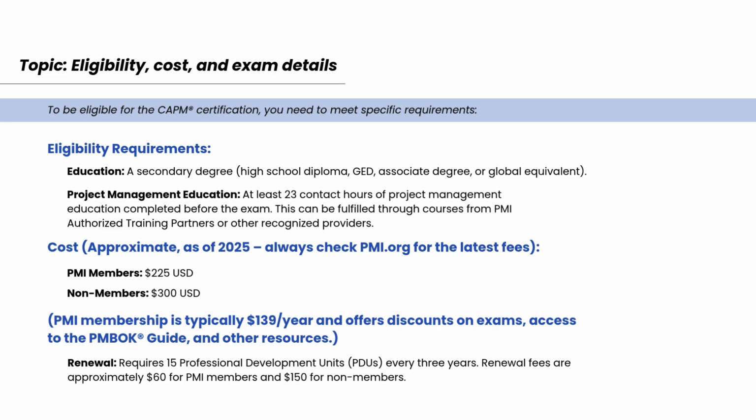Now let's talk about the exam cost. For PMI members, the exam fee is approximately $225. For non-members, it's about $300. PMI membership, which costs about $139 per year, gives you access to discounts on exams, the PMBOK guide, and other valuable resources. Renewal of the CAPM certification is required every 3 years. You'll need to earn 15 PDUs, professional development units. The renewal fee is approximately $60 for PMI members and $150 for non-members.